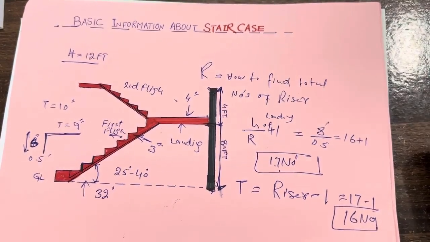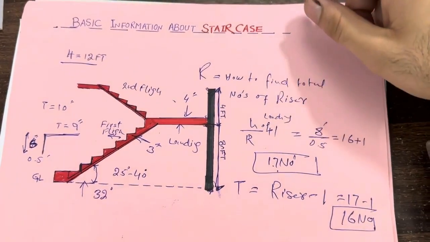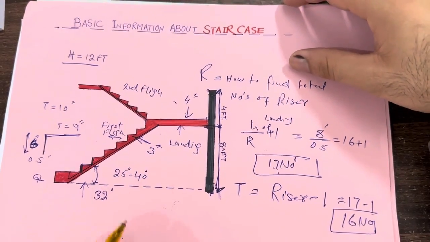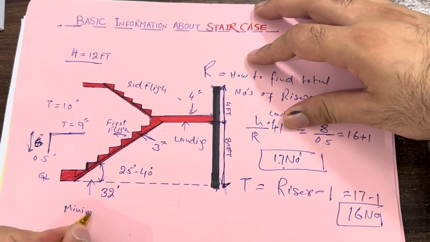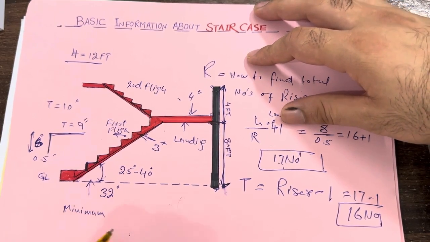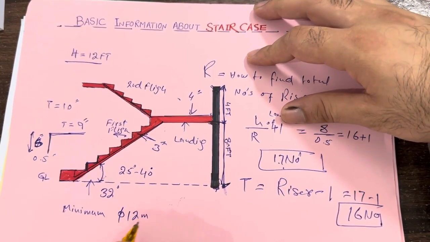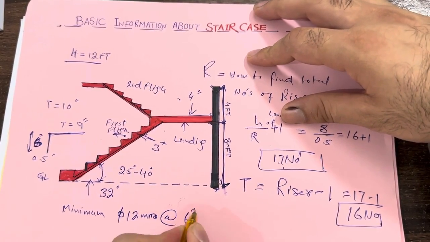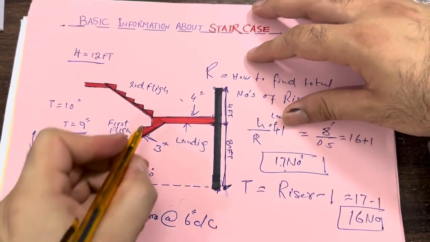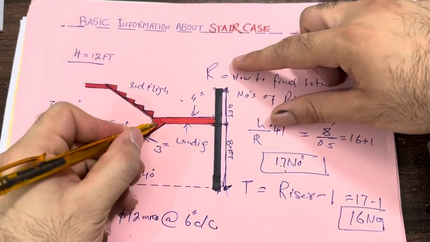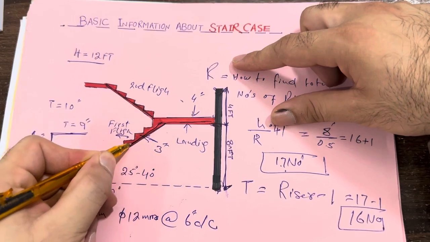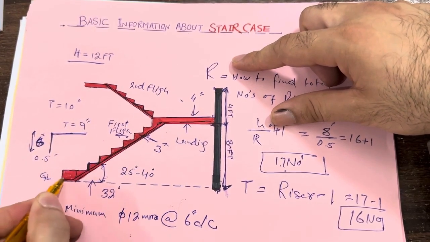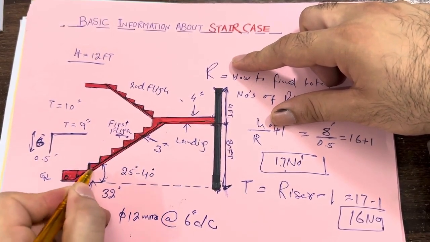Next one is also very important, especially for the stair. Use a minimum of 12 millimeter diameter steel rod with a spacing of 6 inches center to center. As you can see, let me draw the steel reinforcement. This is the steel reinforcement, and these are steel bars.